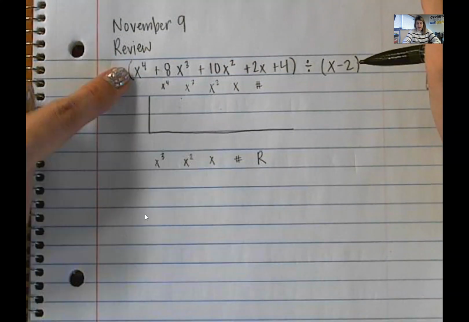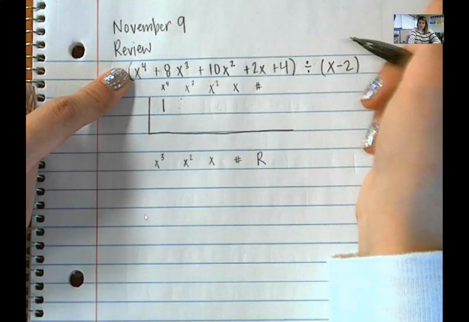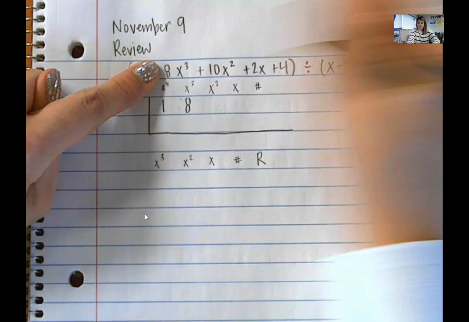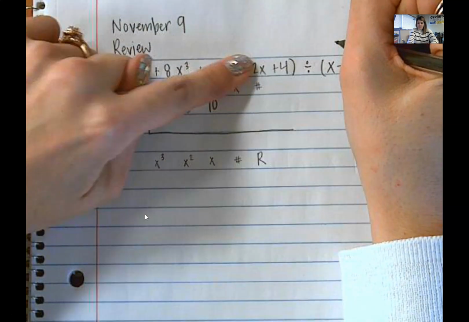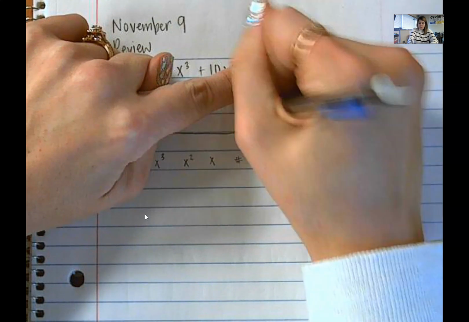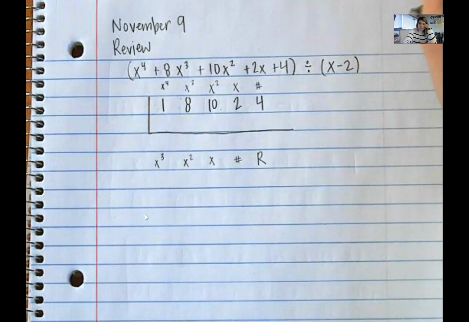So inside the house, the coefficient on x to the fourth is 1. The coefficient on x to the third is 8. The coefficient on x squared is 10. The coefficient on x is 2. And then our constant or our number is 4. So in this case, we didn't need any placeholders or we didn't need to fill in any zeros.